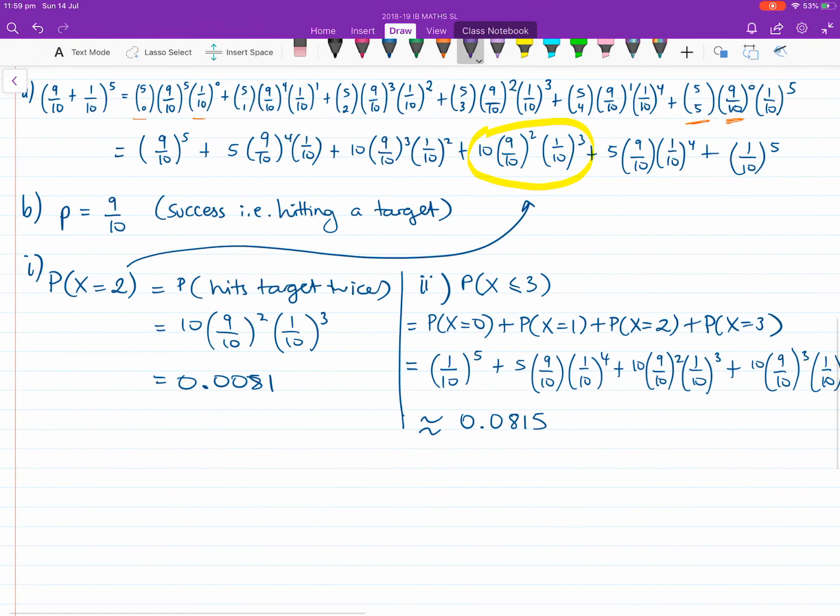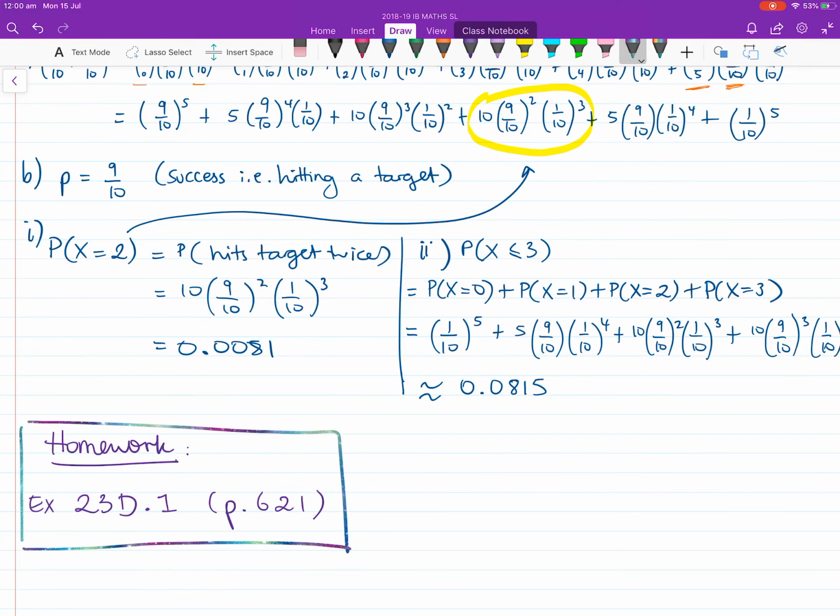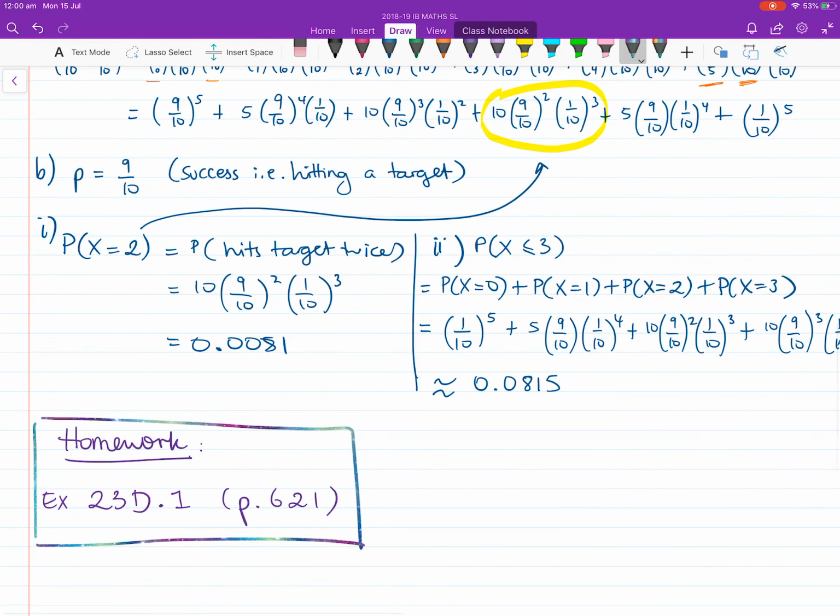There's a couple of questions for you to try, so please practice and make sure you wrap your head around it. And if you want more practice, then get the questions out of the Oxford Insight book, 23D.1, and it is on page 621 in your textbook. Please have a go at the questions, and then we'll get on to the next one.